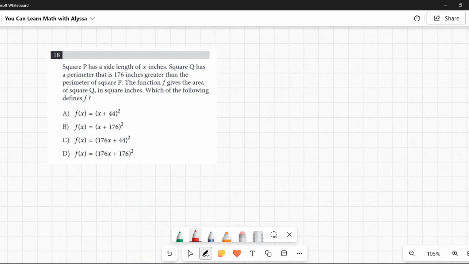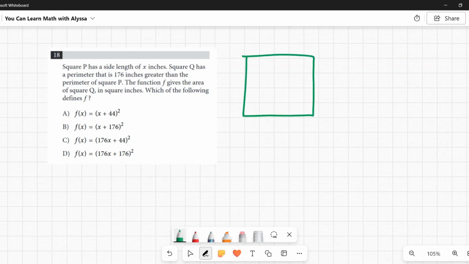18. Square P has a side length of x inches. Anytime they tell me something geometric and they don't draw it, I always draw it immediately. So this is square P, which has a side length of x inches. Square Q has a perimeter that's 176 inches greater. Okay, I'm not drawing to scale.